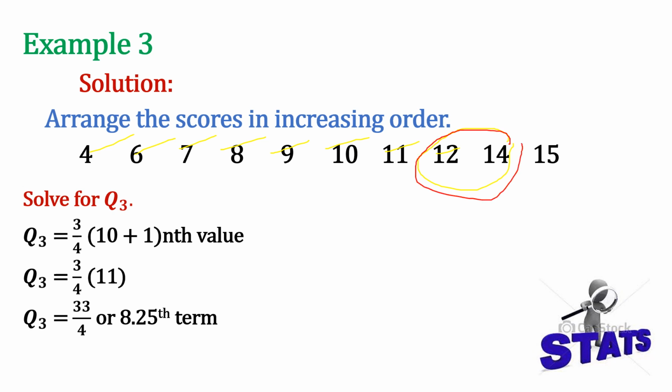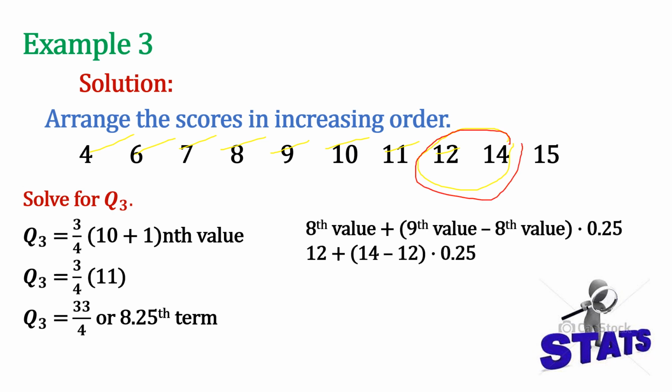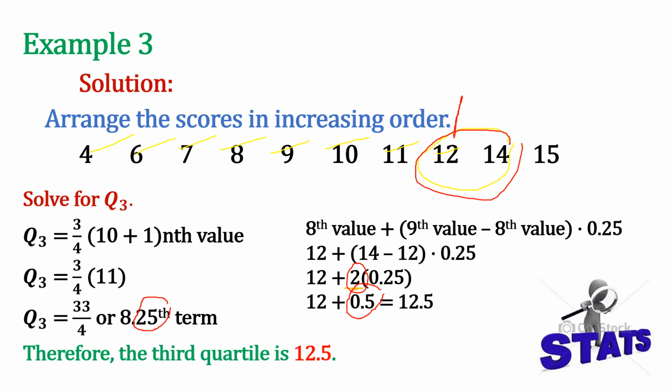Subtract lang po natin yung 14 minus 12, i-interpolate. 14 minus 12 is 2. Okay, ito po yung sagot, 2. Then, multiply lang po natin sa 0.25 na sumobra dito. Then, that is 0.5. Then, yung pang-8 natin, which is 12, add lang po natin. And the final answer is 12.5.